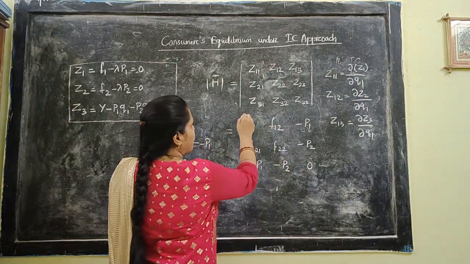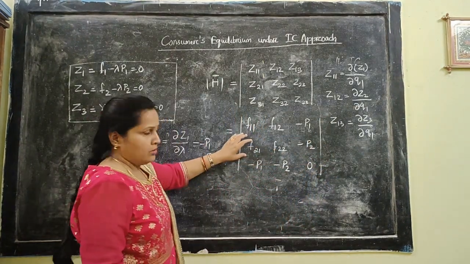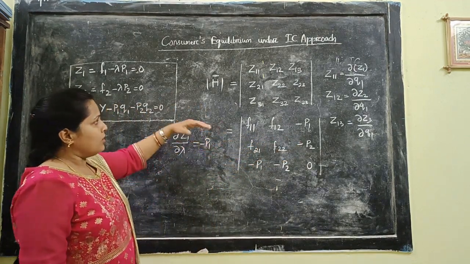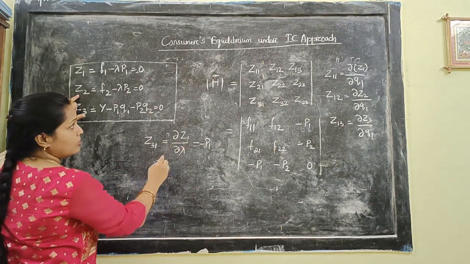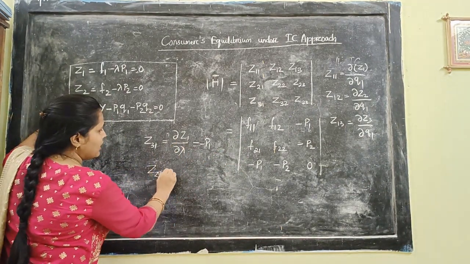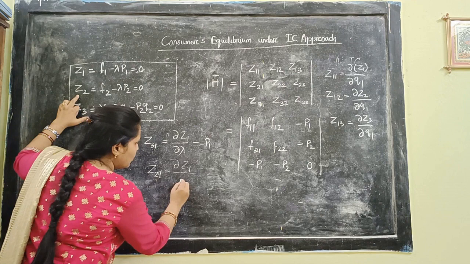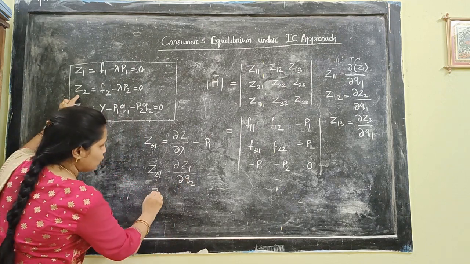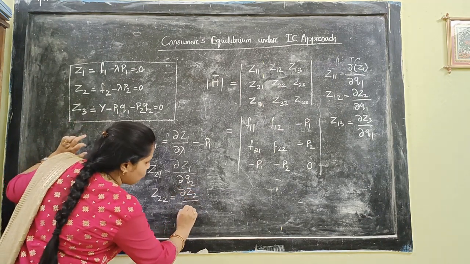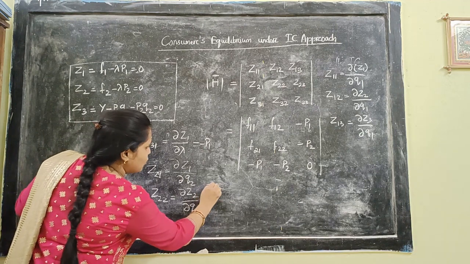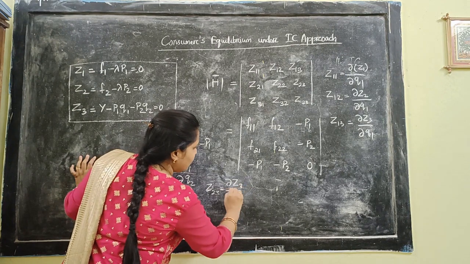Now our border Hessian determinant is formed here. The second row I have not defined, so again going to the second row: Z21 is the partial derivative of Z1 with respect to Q2. Likewise, Z22 is the partial derivative of Z2 with respect to Q2, and Z23 is equal to the partial derivative of Z3 with respect to Q2.